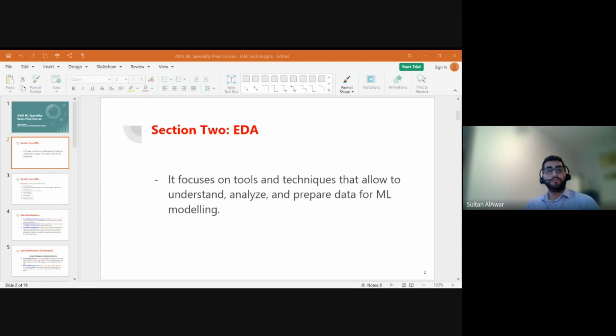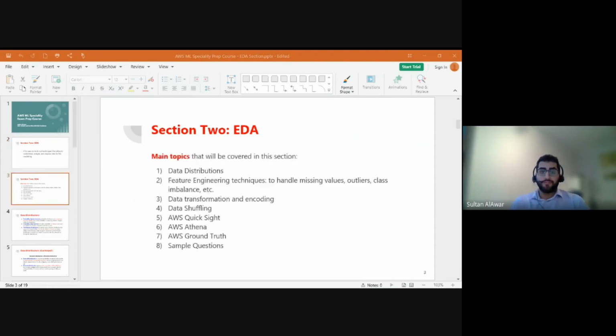So what are we going to cover in this section? We're going to cover the tools and techniques that allow us to understand, analyze, and prepare data for ML modeling. We're going to follow the same strategy as the previous video, where we cover the content of the main topics, and then end up with sample questions, which help us test what we covered and also give us a taste of real exam questions.